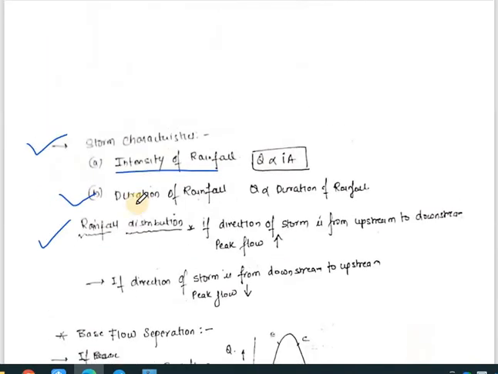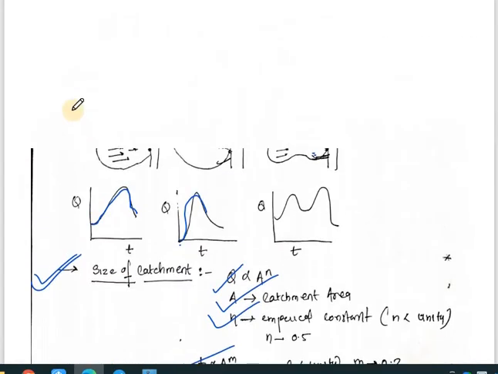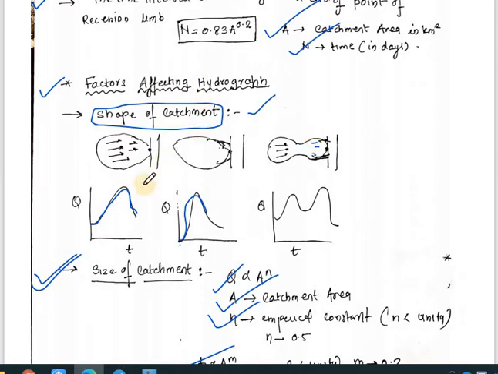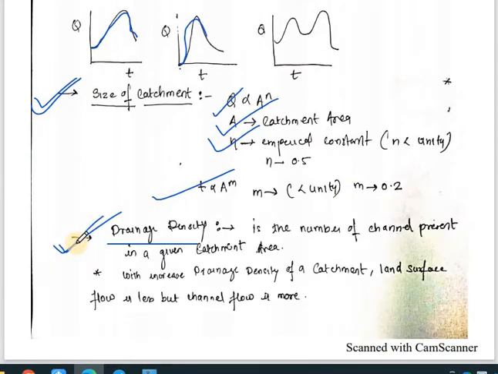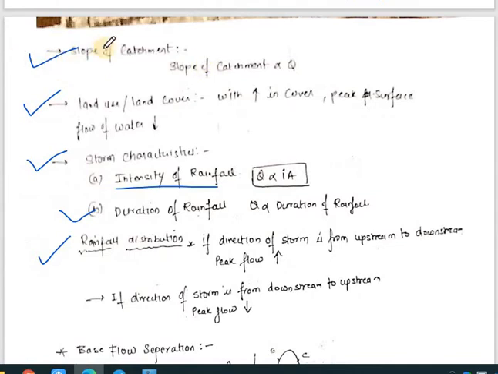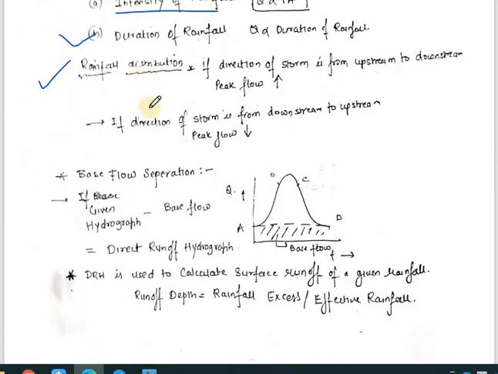Okay. So these are some of the characteristics which will affect the hydrograph. First one is your shape, second is the size, next is your drainage density, slope, catchment, land use, storm characteristics, rainfall distribution. After that, base flow separation. Most of the time this will be used because in numericals we don't need to consider the base flow. Sometimes it is directly given in the question that you don't need to consider the base flow, or you have to subtract your base flow. So you need to understand what the base flow is.